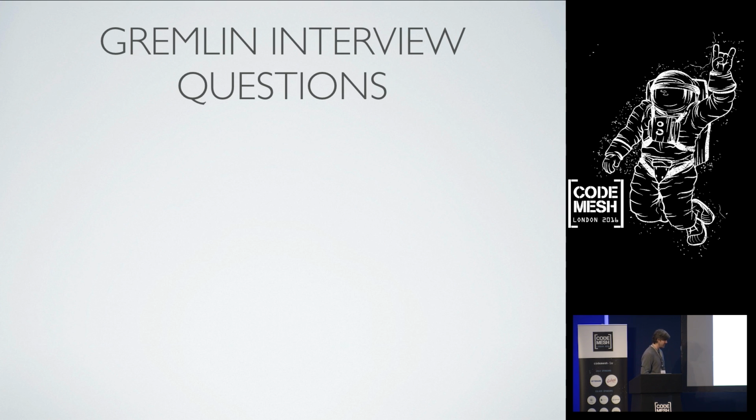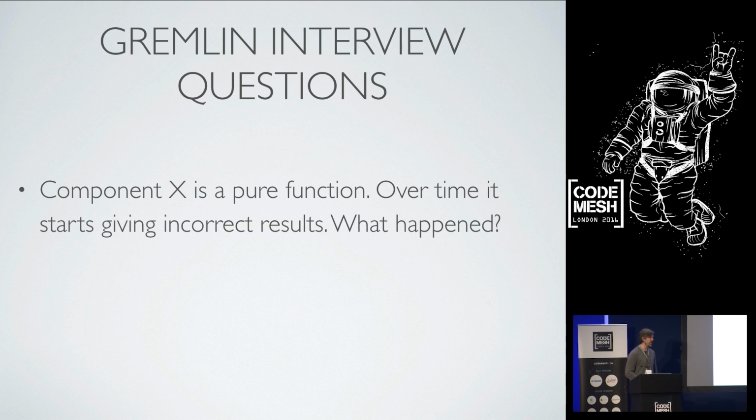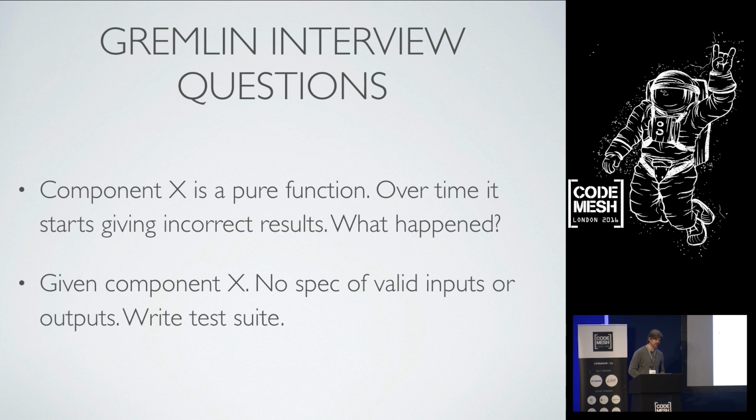So to give you a taste for what we're going to talk about, here are some Gremlin interview questions. So we have component X. Component X is a pure function. Over time, it starts giving incorrect results. What happened? Or, given component X, you have no valid specification of the valid inputs or the valid outputs. Write a test suite.